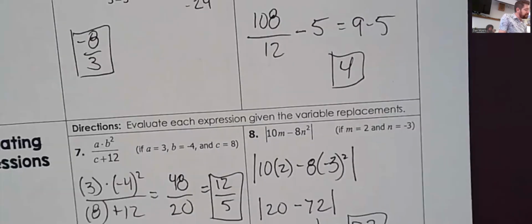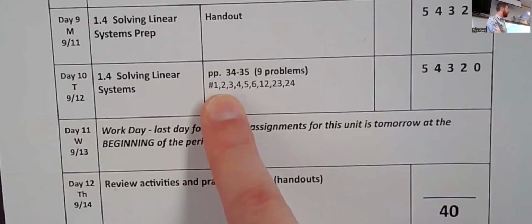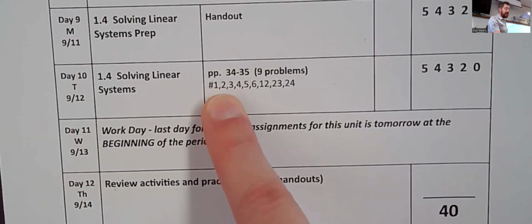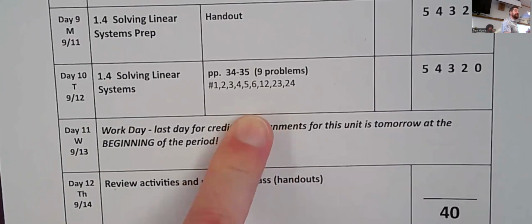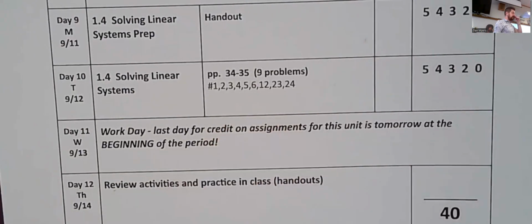Tomorrow, by the way, we're just going to skip ahead straight to 1.4. That will be our last lesson for this unit, solving linear systems, which you've done before. You solved systems of 2 equations before. We might be getting to 3 equations, we'll see. And then we will review on Thursday and we will test on Friday. So we will get you ready for that on Friday.